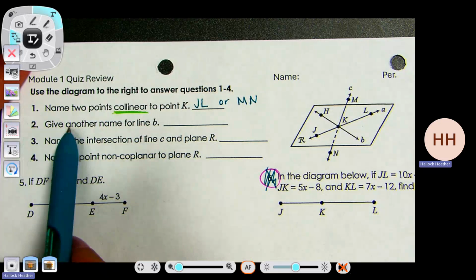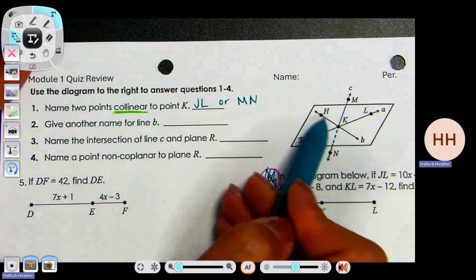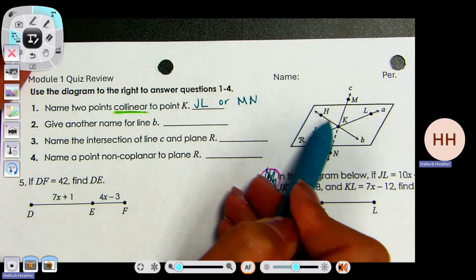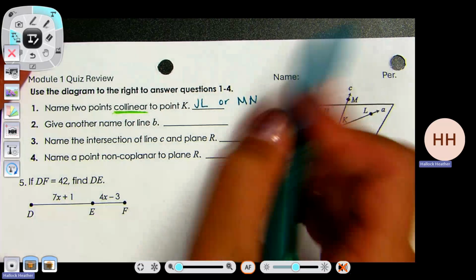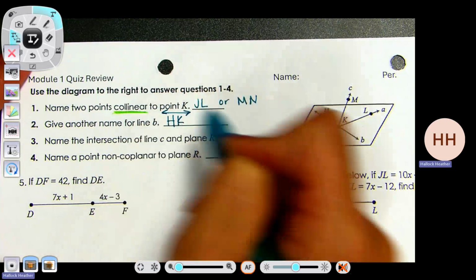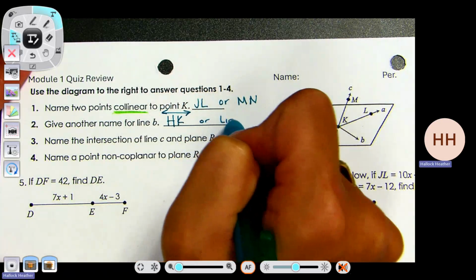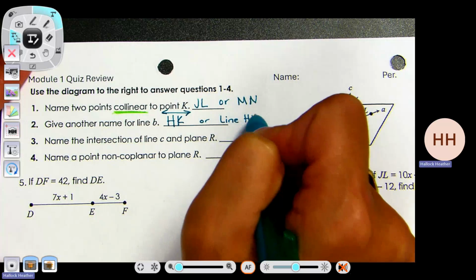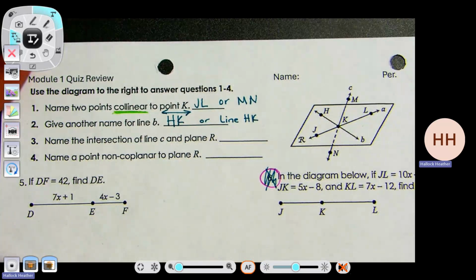So number 2 says, give another name for line B. So line B goes this way. To say line B, you could use 2 points that are on this line. The only option here is to say HK with the line on top, or you could literally say the word line HK. Once again, that's why it's multiple choice.